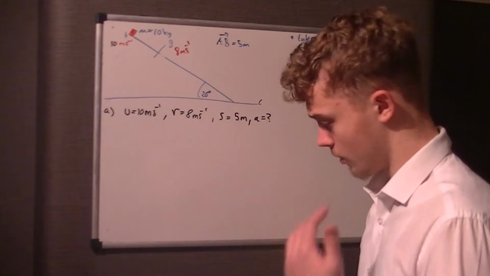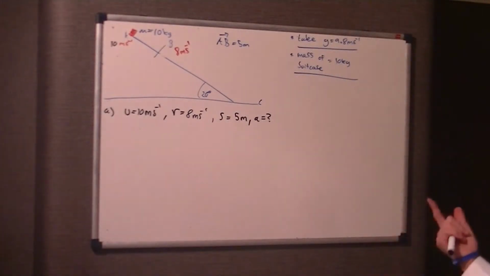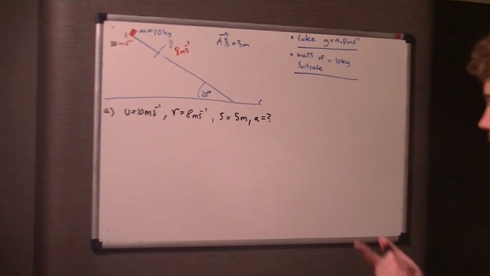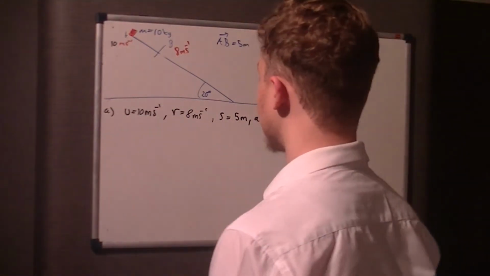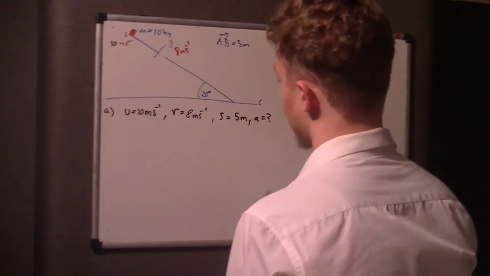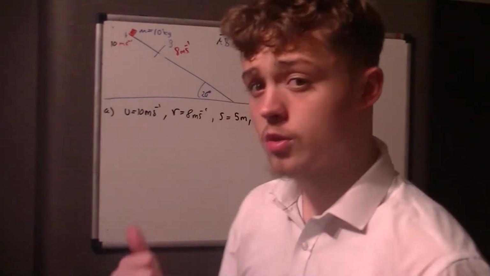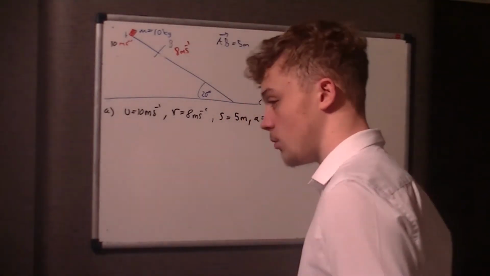Not because I'm lazy, although that is the case. It's because that's not the one I choose. What you want here is a, and we've got v, u and s. The only equation that links v, u, s and a is v squared equals u squared plus 2as, which is exactly what we're going to use.